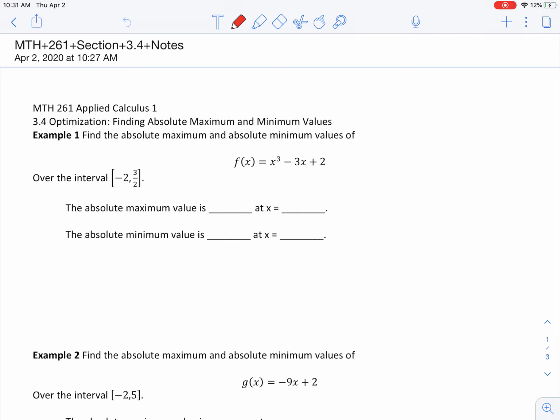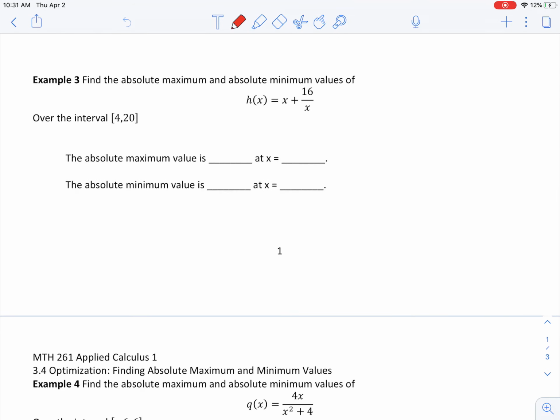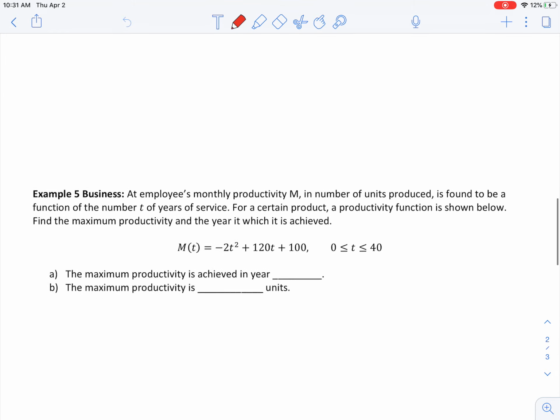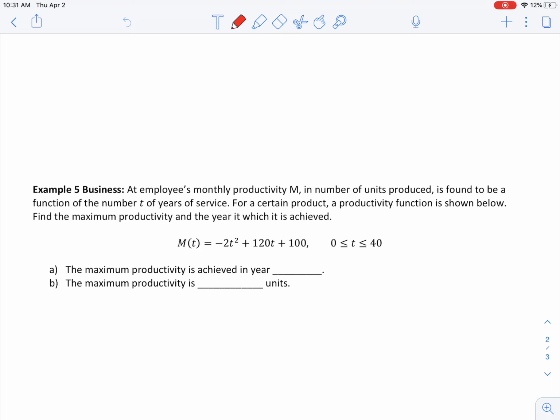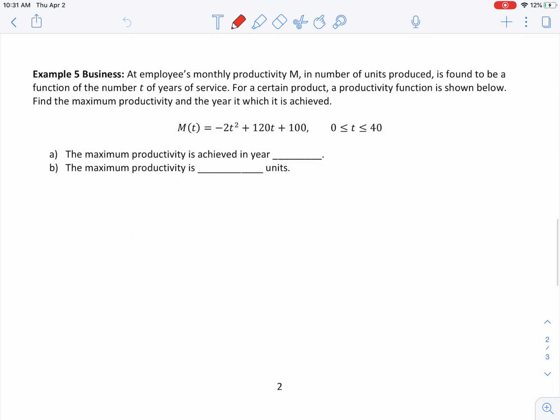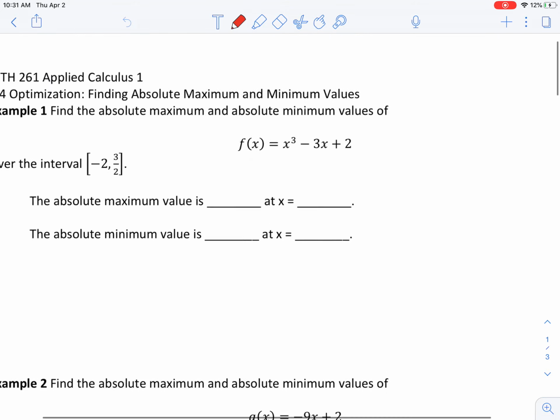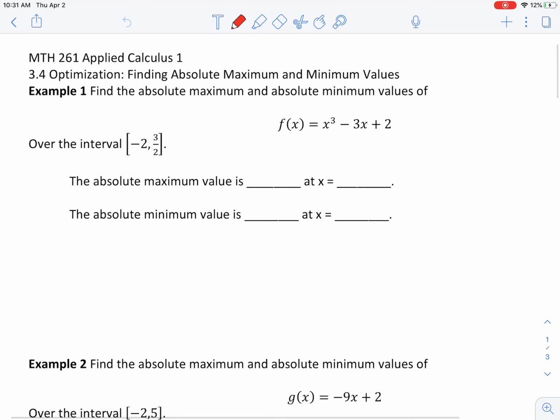We're doing something called optimization. We're finding the absolute maximum and the absolute minimum of a given function. 3.5 is all about application, but in 3.4 we're mainly going to practice with given functions. We will find the maximum and minimum. Example 5 is similar to what you will do in section 3.5, but it's the only application problem that we will look at in this video. Okay, let's get started.